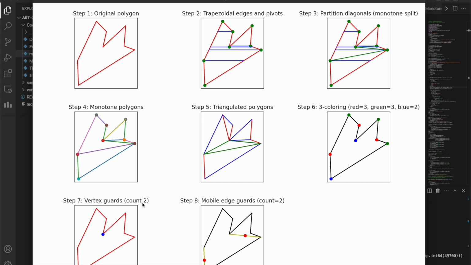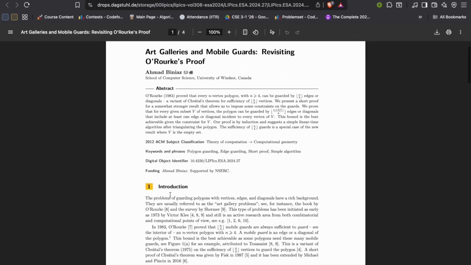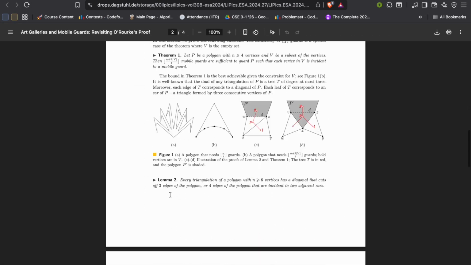And in the last step, the eighth step, we have the main extension that we have done. Instead of static guards at vertices, we allow mobile guards that can move along the polygon edges or diagonals. The theoretical guarantee here improves: only the floor of n by 4 mobile guards are sufficient. This algorithm we have implemented using this research paper.